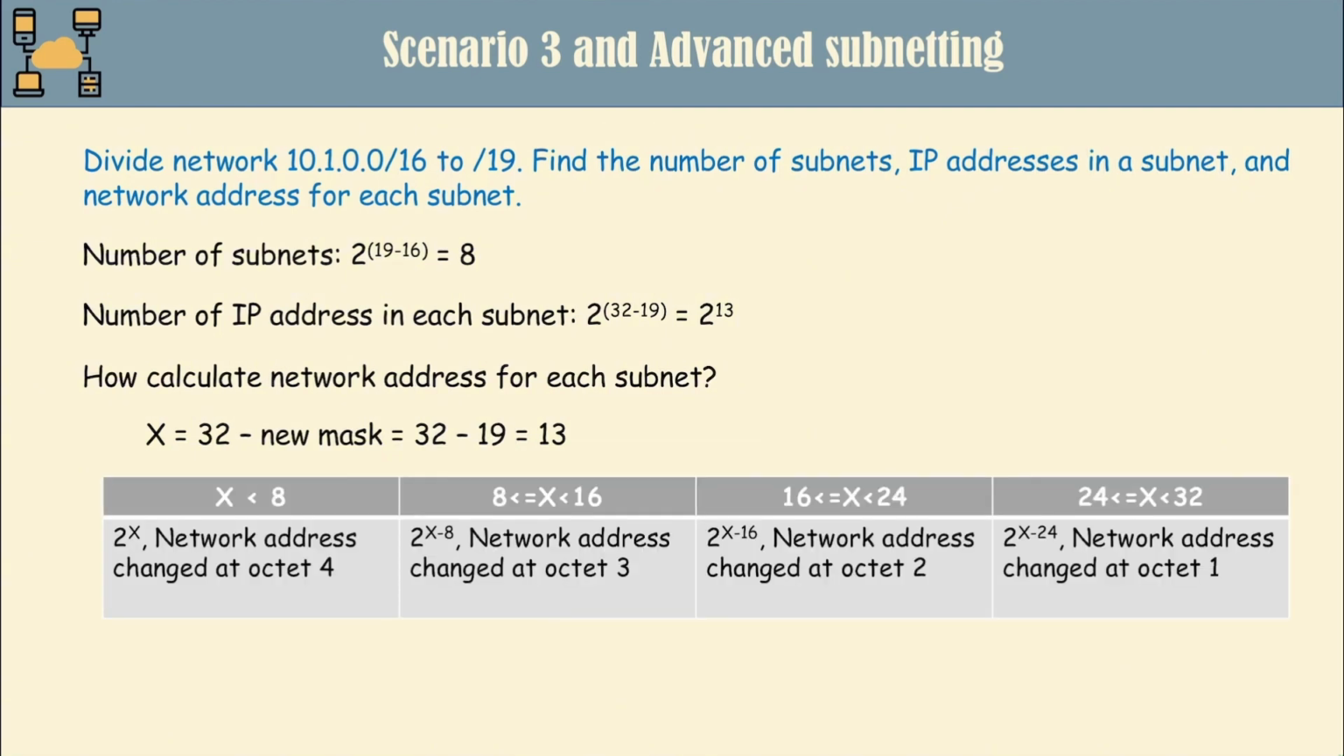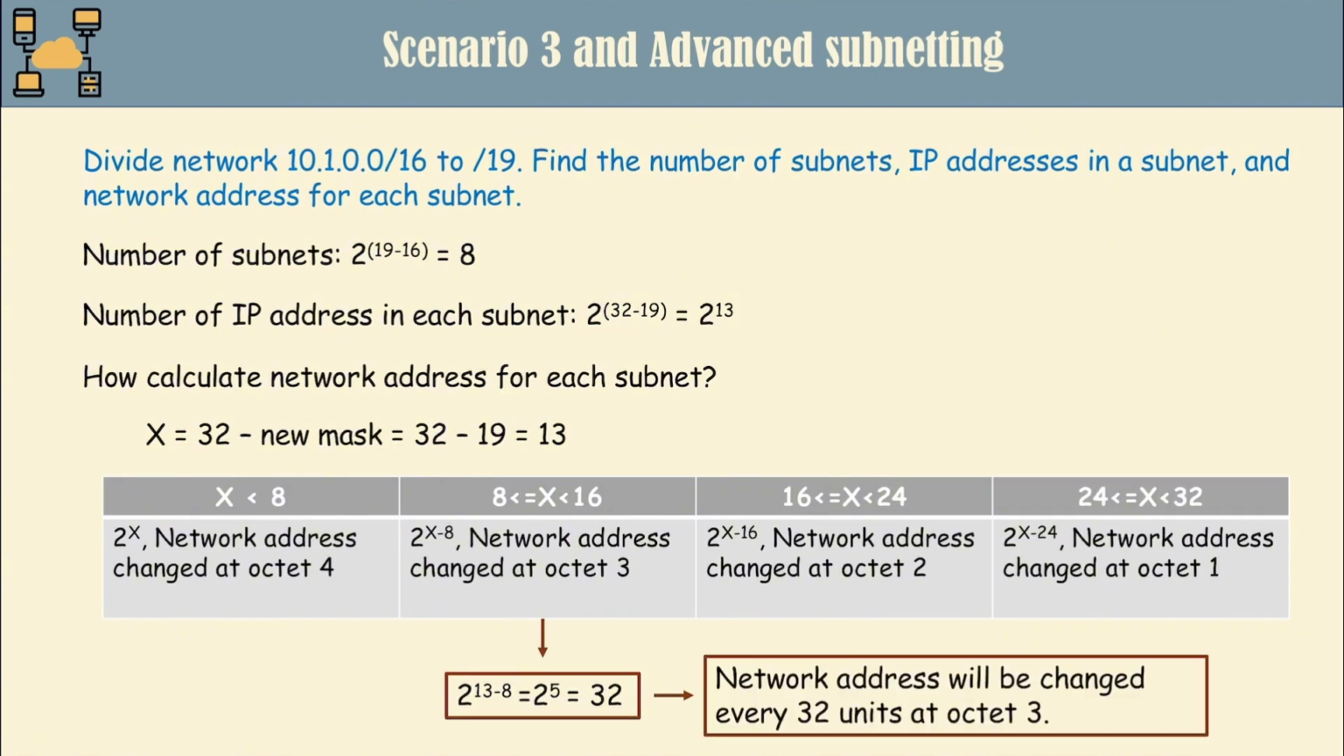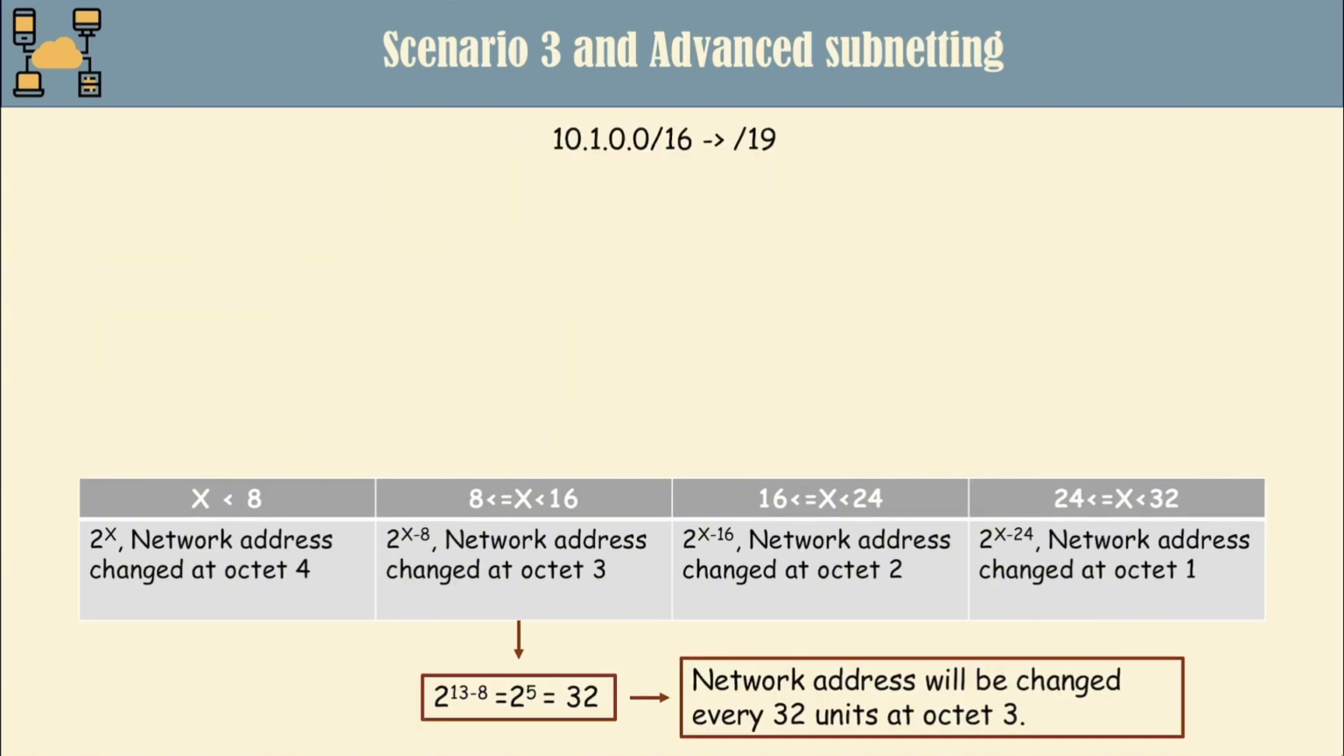X is in the range from 8 to 16. Then, we apply x in the second spot of the table. 2 to the power of 13 minus 8 equals 2 to the power of 5 equals 32. Therefore, the network address will change every 32 units at octet 3. Here is the list.